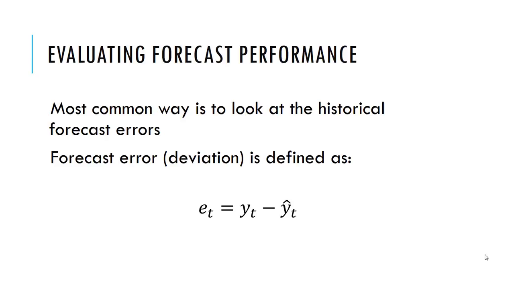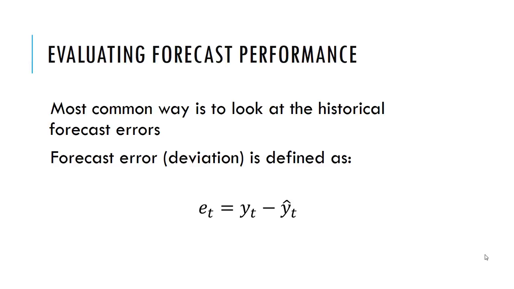So the next thing that we need to talk about when we're talking about forecasting is how do we actually determine how good a model is? So we want to evaluate the performance of each forecasting method or model that we come up with. The most common way to do this is to look at historical forecast errors. The forecast errors are simply the difference between the actual and the forecast.